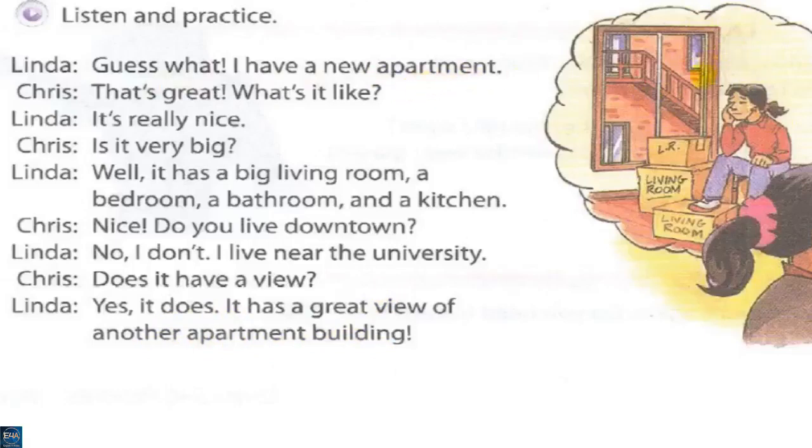What about Linda? Why is Linda happy? Because she has a new apartment. Linda has a new flat. What's Linda's flat like? It's really nice. Is her flat big? Yes, it is. It has a big living room, bedroom, bathroom, and a kitchen. Does Linda live downtown? No, she doesn't. She lives near the university. Does her apartment have a view? Yes, it does. It has a great view of another apartment building.